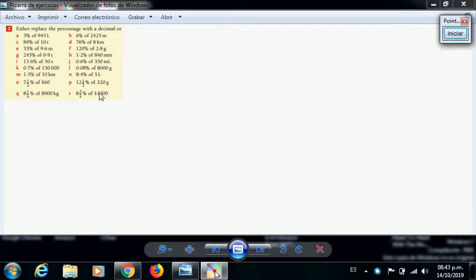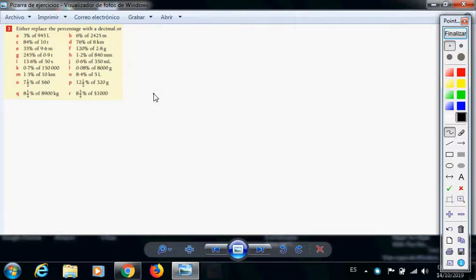Alright, as you can see here, these are a little tough exercises. I can say that from age and so on, the exercises are really tough. So I'm going to help you with exercise O.